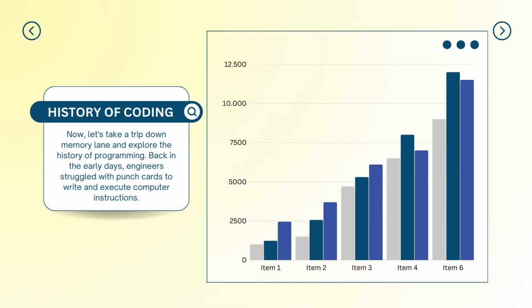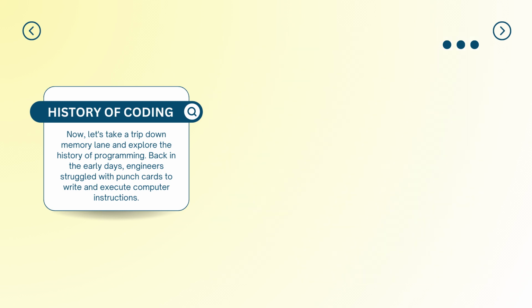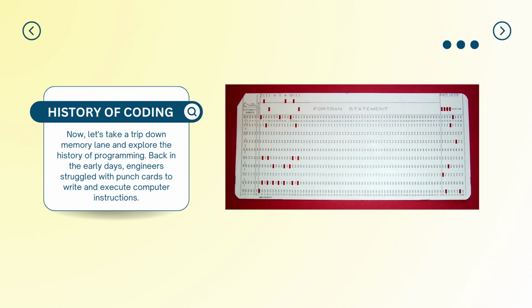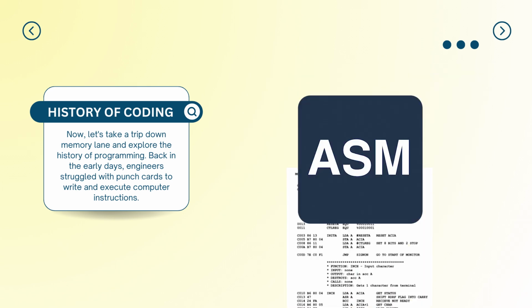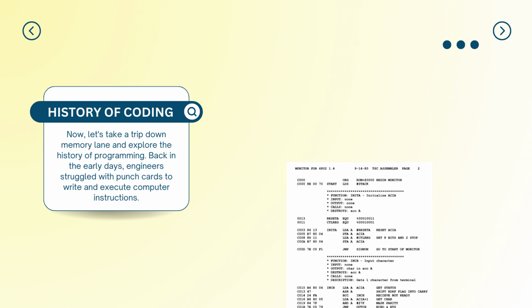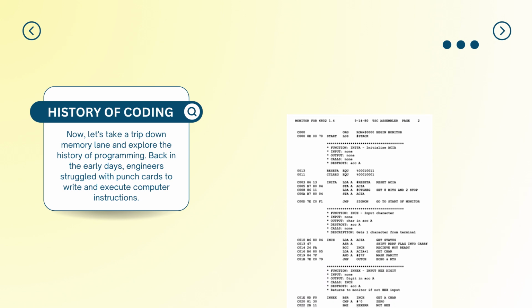Let's take a trip down memory lane and explore the history of programming. Back in the early days, engineers used punch cards to write computer instructions. This, as you can imagine, was a headache. But in 1947, assembly came along, marking the birth of the first programming language. While it made coding somewhat easier, assembly is not a walk in the park.